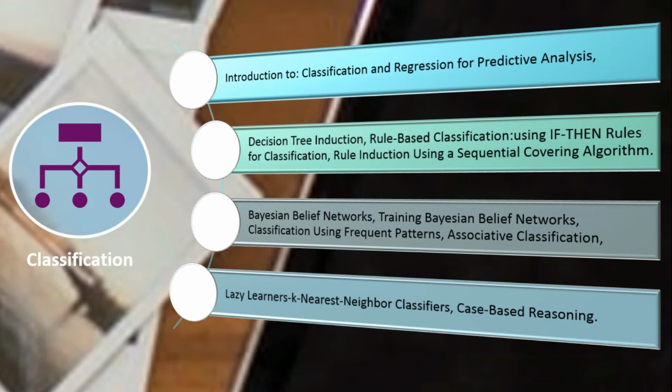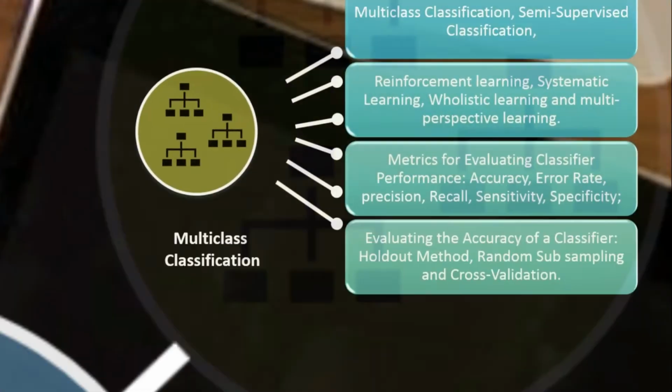In classification we will again learn the basics of the classifier, how to draw the classifier, like decision tree induction, how to write your classification rules in the format of rules, rule based classification, and the different types of classifier. There are basically two types of classifier, lazy learners and smart learners, and we will learn the different applications of these in this unit. That is, what a Bayesian belief network is used for, and what association classification and case based reasoning are. In the last unit we are going to understand what multi-class classification is.